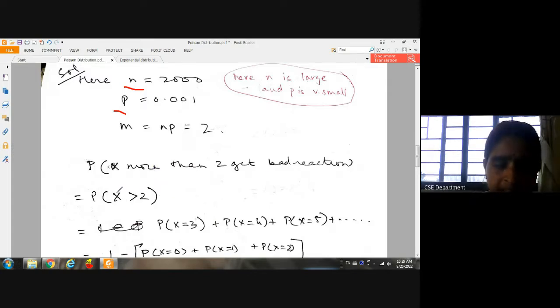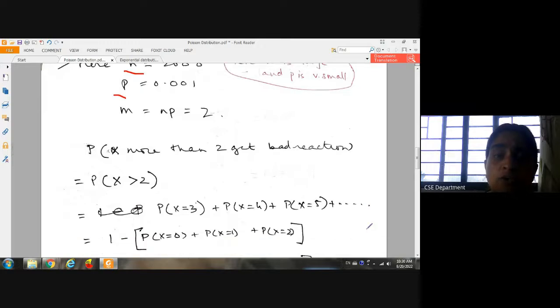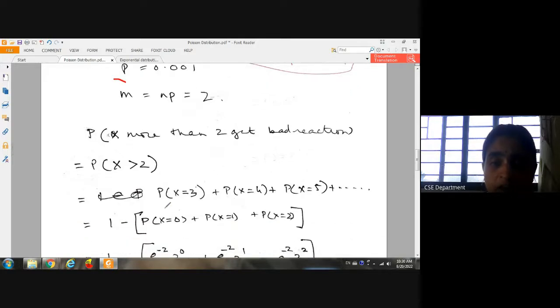So the probability we want is x more than 2. So x more than 2 means probability x equal to 3, 3 people get a bad reaction, plus 4 people get a bad reaction, or 5 people, or 6 people, or you can go on and on till all 2000 get a bad reaction. So we cannot calculate all this. It is not feasible to calculate so many things.